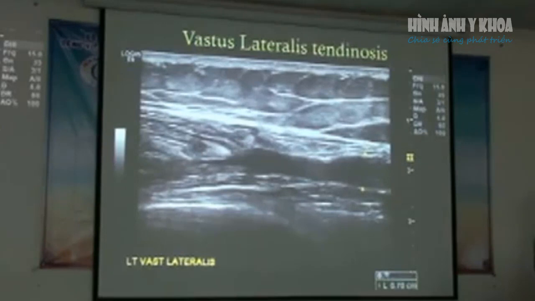cơ rộng ngoài. So with these patients, sometimes we can do a cortisone injection just to see if we can settle down that irritation within that tendon, and then we commonly do physiotherapy or physical therapy to try and strengthen up that muscle. Với những cái trường hợp này thì mình sẽ khuyên bệnh nhân là làm một cái trị liệu.